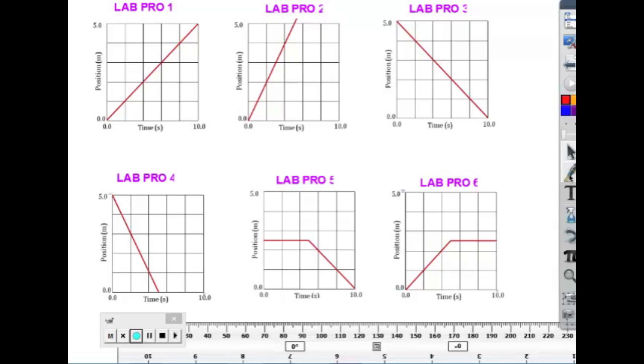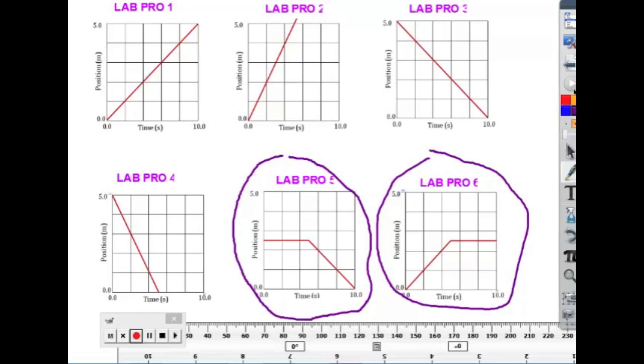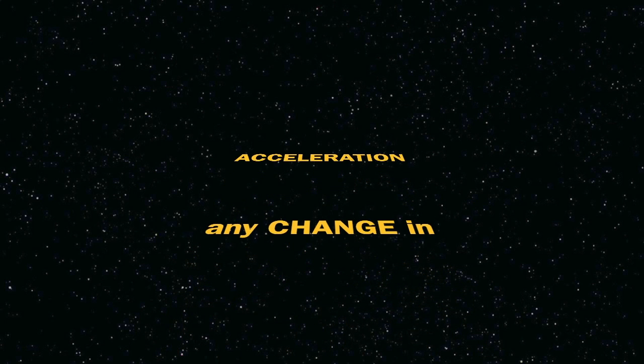Here's, for example, 6 lab quests. Are there any accelerated motions in these lab quests? You see a lot of straight lines, but you notice these 2 were the lines of change, going from non-motion to motion, back to the origin, or motion away from the origin and stopping. That would actually be accelerating.